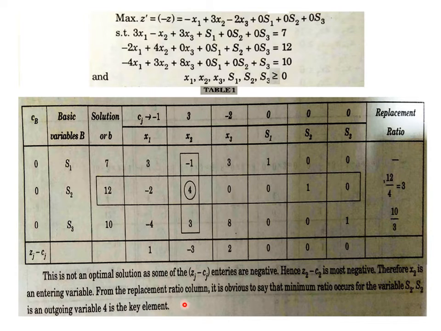And 4 is the key element, where the entering column and the key row both intersect. That element is known as the key element, and that is the key row. And from this key element and key row we will start table 2 in the next slide.